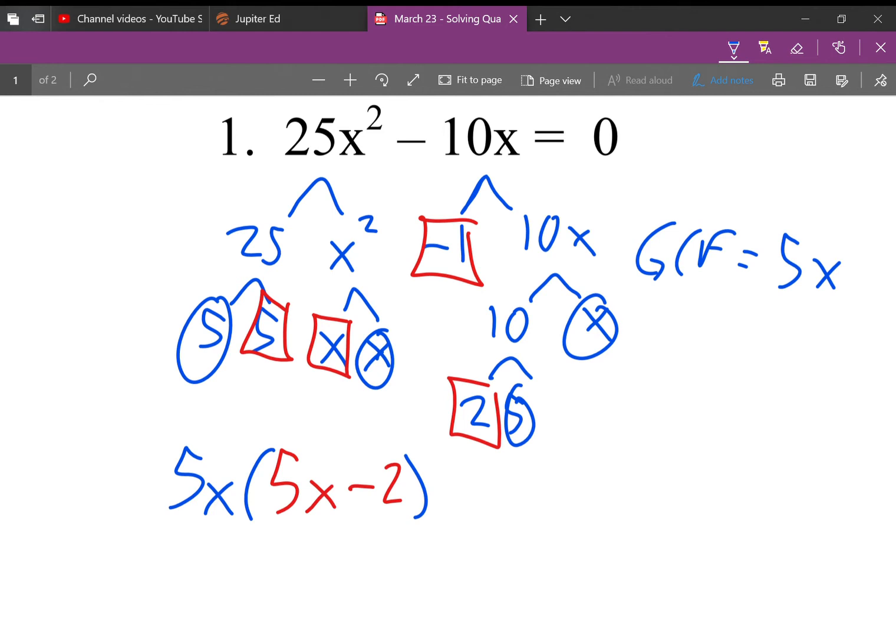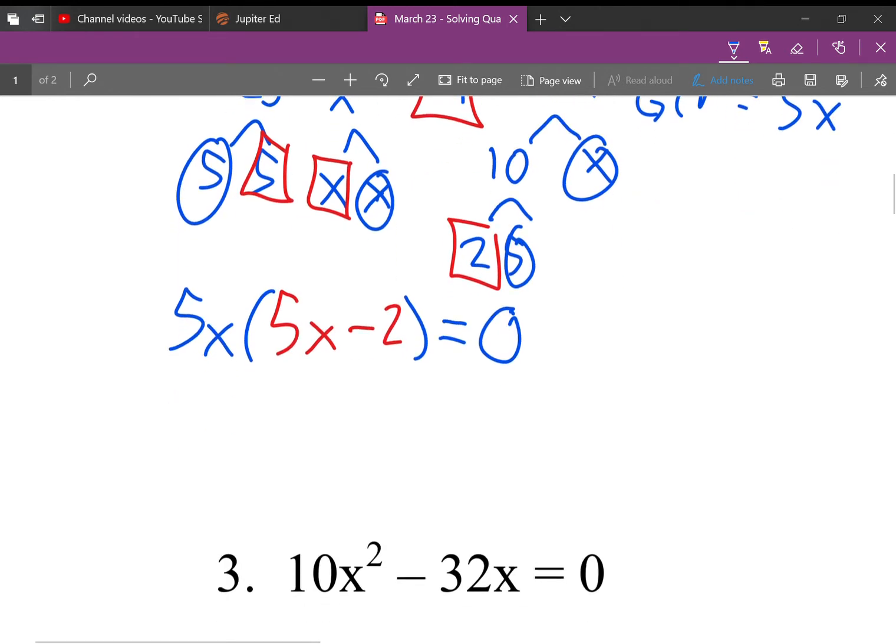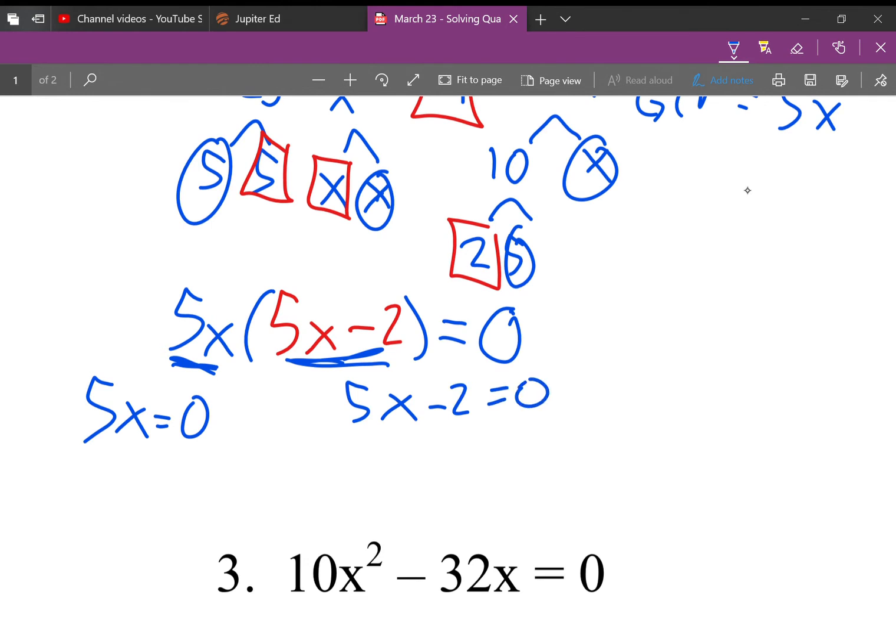Now what's different here from the work we did 2 days ago is this binomial is set equal to 0. If you did the work last time, from Friday, I believe it was, you know that since I have two things that multiply to get 0, either the first one, 5x, is equal to 0, or the second one, 5x minus 2, is equal to 0. And we'll need to solve both of these equations separately.